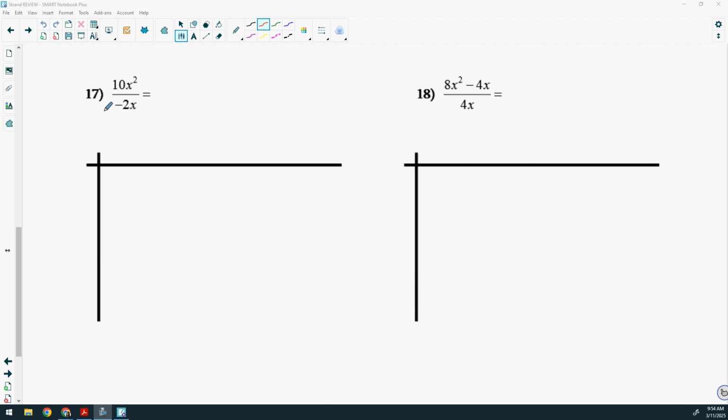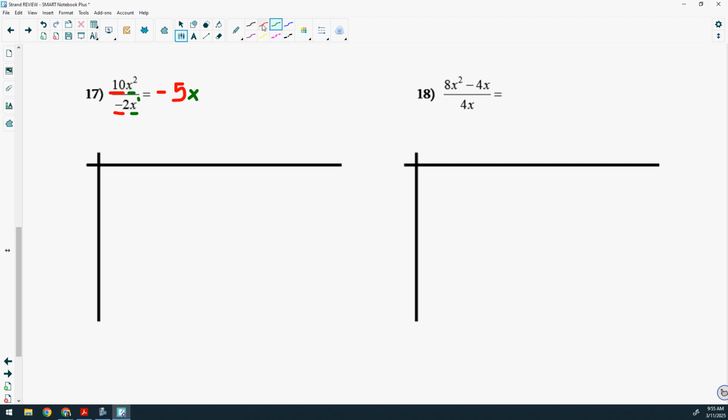So the first thing I would do if I want to solve it algebraically is I would look at our coefficients. So our coefficients are positive 10 and negative 2. 10 divided by negative 2 is going to give us negative 5. And now we're going to take a look at our exponents. We have x squared, and we have x. 2 minus 1 gives us 1, so we have x.